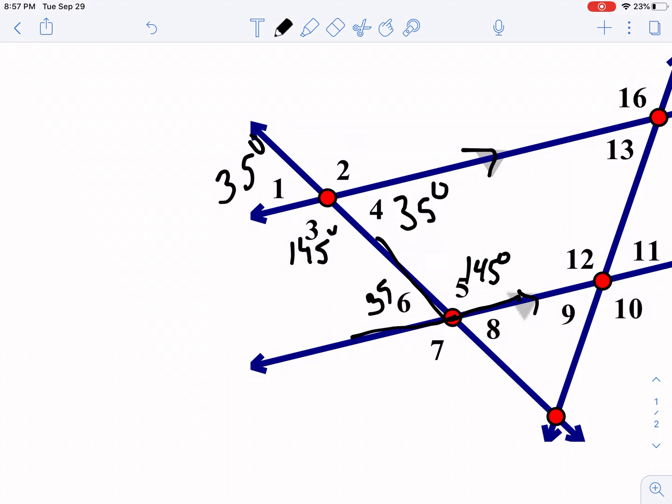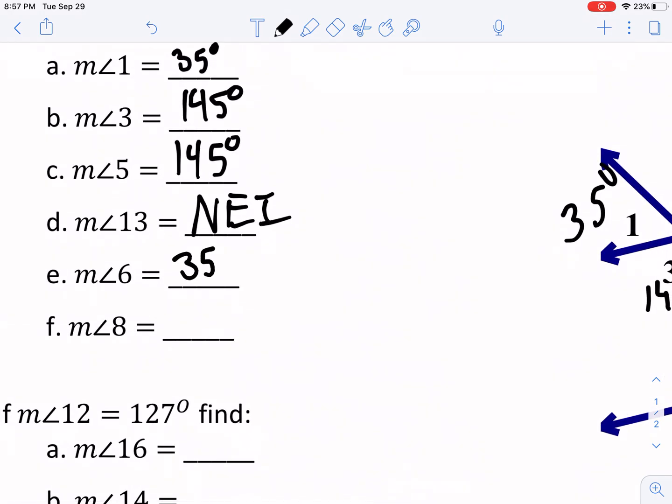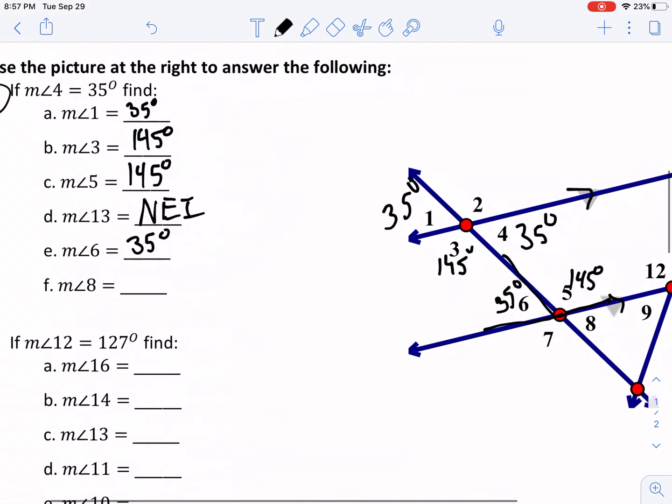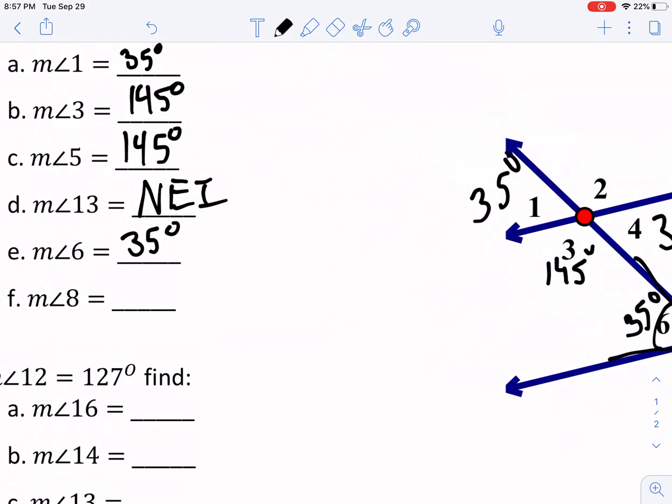35. Another way you could have looked at it is, isn't angle 4 and angle 6 alternate interior angles? Yeah, so they have to be congruent, right? So we would still get 35. It's just another way to look at it, okay? So angle 6 is 35 degrees, then angle 8. Well, again, we could use a linear pair with 5 and 8, but we could also use vertical angles. Angle 6 and angle 8 are vertical angles, so these guys are congruent, 35 degrees.